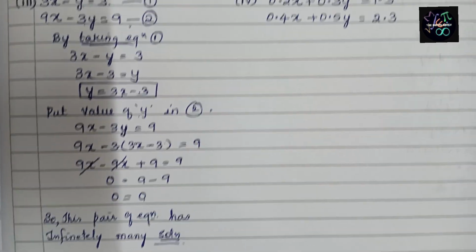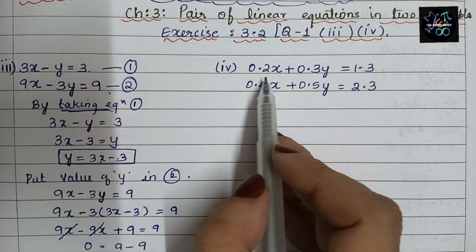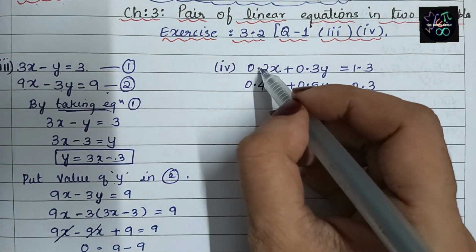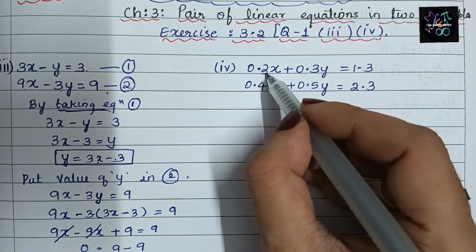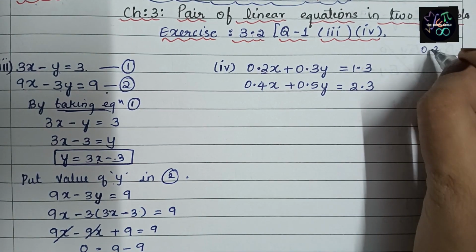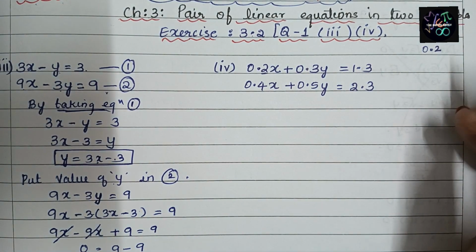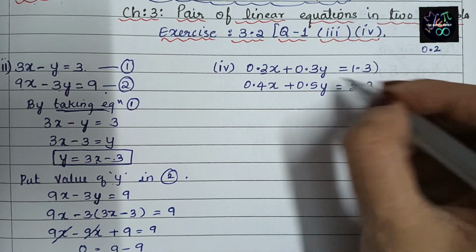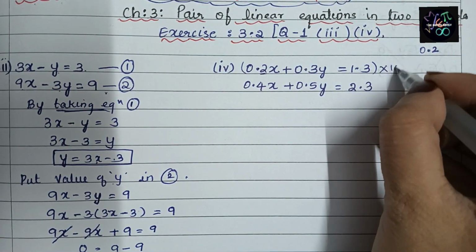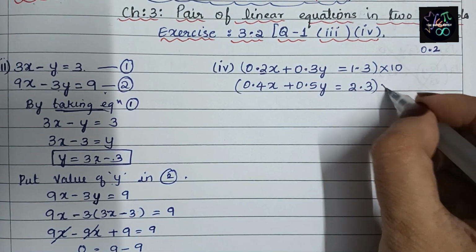Let us see the fourth question. We can see here the fourth question I have written, and we can see the decimal points here, and in each we can see one digit after the decimal point, that means 0.2. So what will we do? We will remove this decimal. To remove this decimal we have to multiply this equation by 10, and this equation also by 10.